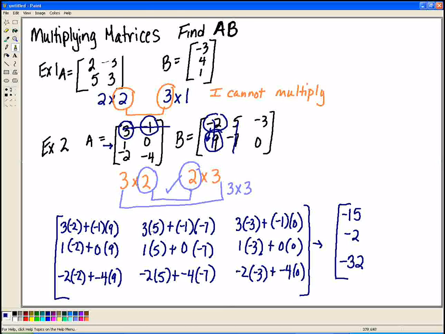Here I've got 15 plus 8, which gives me 22. Here I've got 5 plus 0. Here I've got minus 10 plus 28, yeah, gives me an 18. Here I have minus 9 plus 0, that's a minus 9. Here I have minus 3 plus 0, that's a minus 3. And here I have a positive 6 plus 0, which is 6.